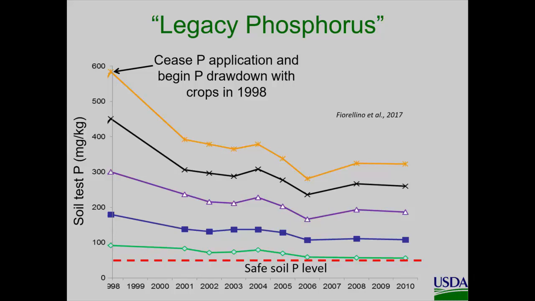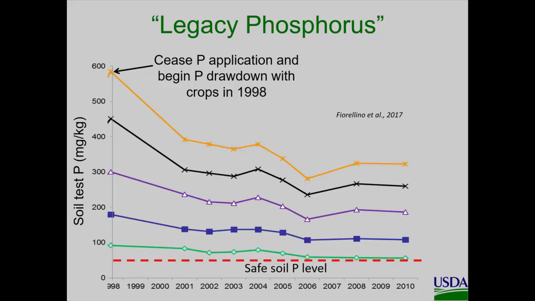Yes, sir? It's about half as much. Pounds per acre is half as much as milligrams per kilogram. Milligrams per kilogram is parts per million. So it's half, yes. Thank you.